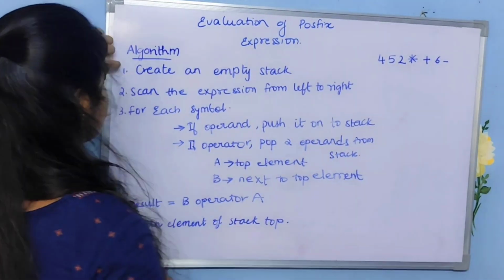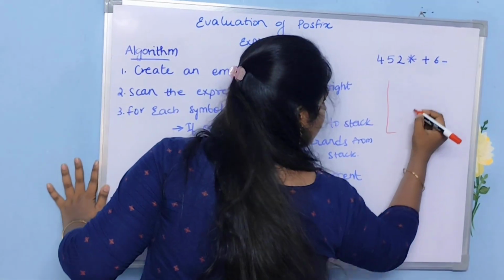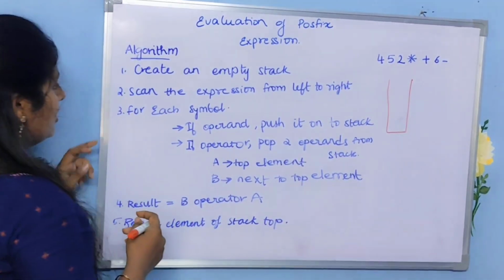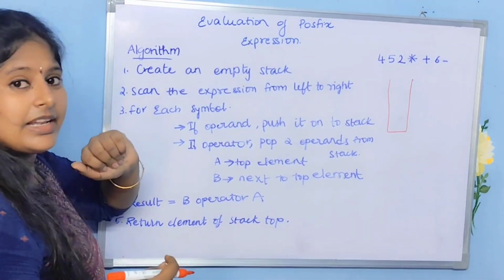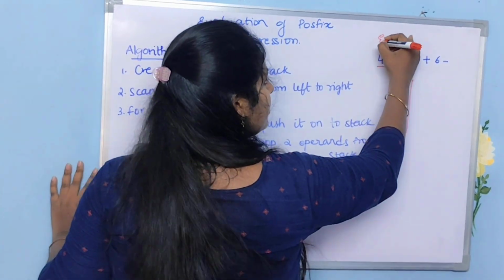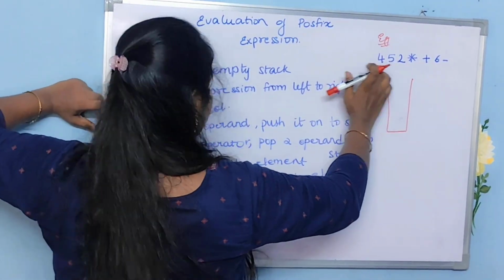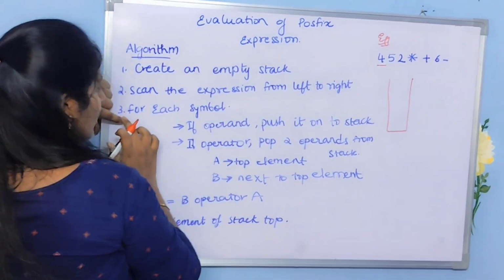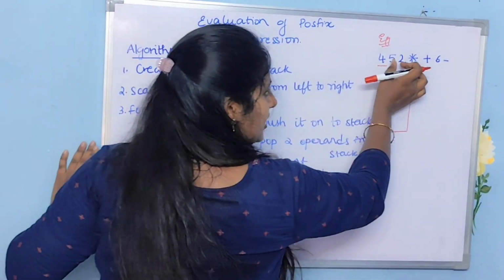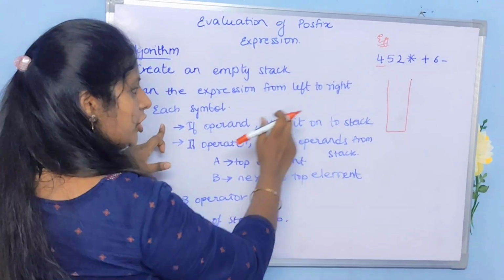So, first step is create an empty stack. Now, I've created an empty stack. Scan the expression from left to right. What is left? This one. This is my example. I've scanned the expression from left to right. So, first one is what? For each symbol, each one is called an individual symbol. And if an operand comes, push it onto the stack.